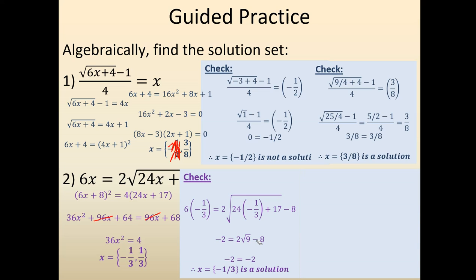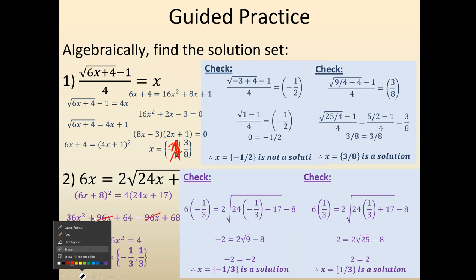Now we check the other one, and this time we're plugging in 1/3. So we get 6 times 1/3, and so on. The left-hand side becomes 2, and underneath the radical becomes 25. So we get 2 equals 2 rad 25 minus 8. The square root of 25 is 5. So when we do the math, we find that 2 equals 2, which is also a solution. So unlike the other cases, both of these numbers end up being proper solutions to the equation.